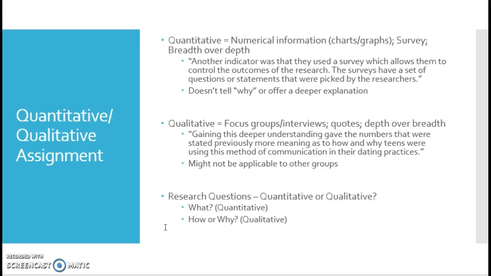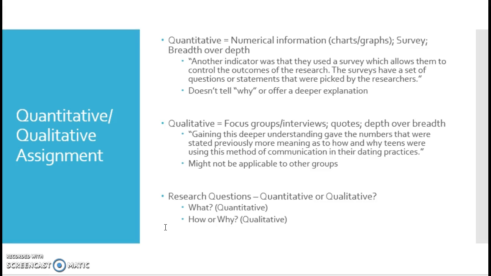This is very indicative of qualitative work, and that it provides much more in-depth look rather than sort of a broad look. So I liked this quote in particular for kind of highlighting the differences in qualitative versus quantitative. This author noted that gaining this deeper understanding through these interviews gave the numbers more meaning, showed a little more of how and why teens were using this method of communication rather than just that they were using.